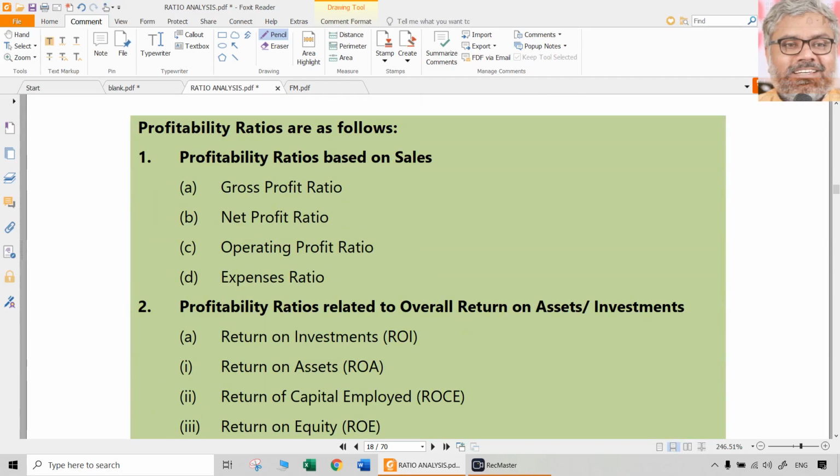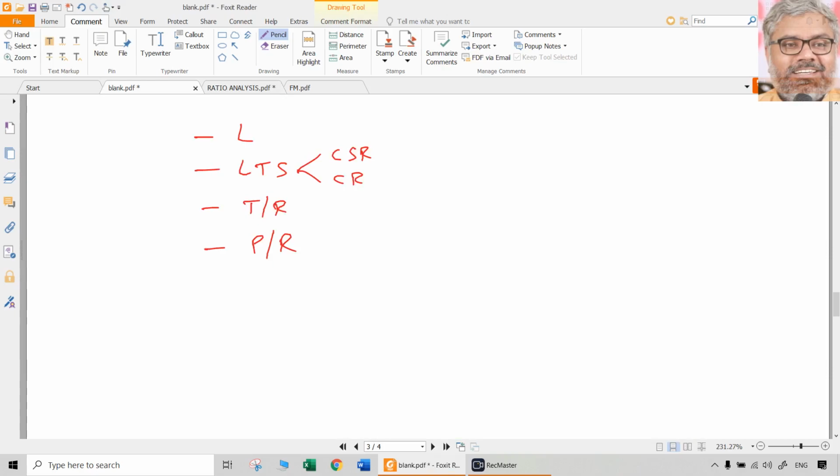First category, subcategory, profitability ratios based on sales: gross profit ratio, net profit ratio, operating profit ratio, expenses ratio. The name itself indicates it. The denominator is sales in all of them. What is the numerator? The name of the ratio. Gross profit ratio is gross profit divided by sales. These are expressed as percentages, multiplied by 100. By the way, all the turnover ratios were expressed as number of times. Debtors velocity and creditors velocity are expressed as number of days. Other turnover ratios are number of times.